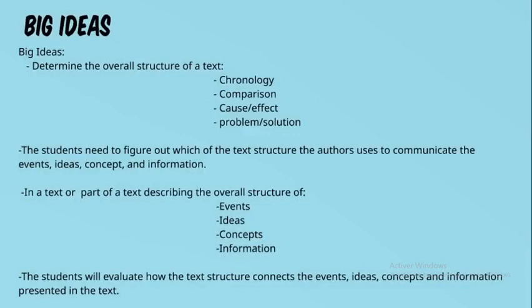There are two big ideas in this standard. First, determine the overall structure of a text: chronology, comparison, cause and effect, problem and solution, where the students need to figure out which of the text structures the author uses to communicate the events, ideas, concepts, and information. Second, in a text or part of a text, describe the overall structure of events, ideas, concepts, and information, where the students will evaluate how the text structure connects the events, ideas, concepts, and information presented in the text.